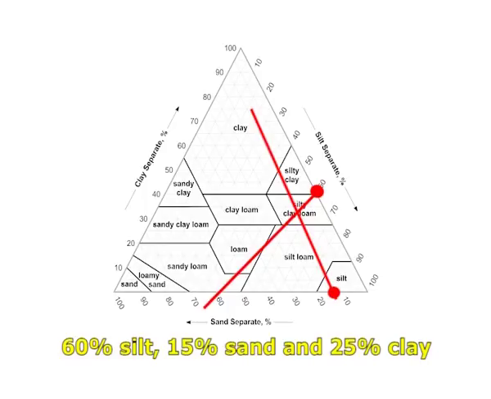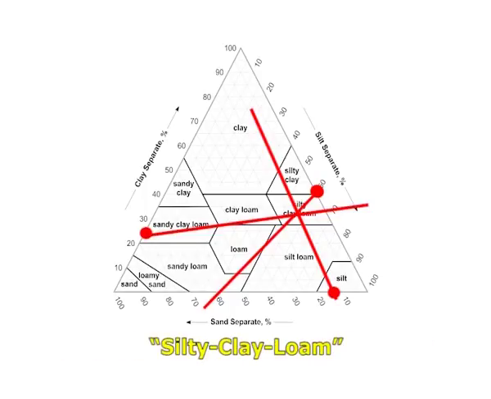Finally, on the left side clay arm, make a mark at 25% and draw a line towards silt arm, keeping the line parallel to sand arm. Now, we can see that all the 3 lines intersect in one point. In this example, we can see that the intersection point lies in the area of silty clay loam. Therefore, the given sample is silty clay loam.